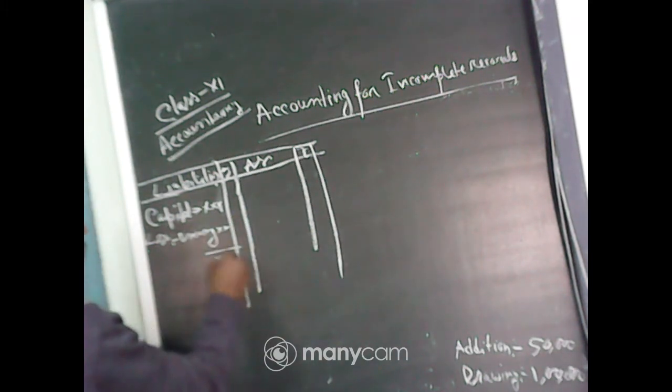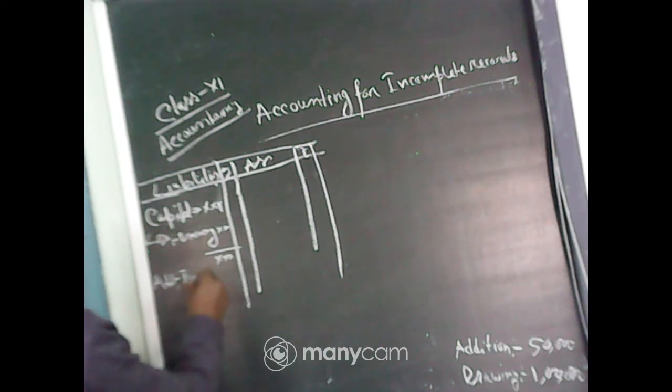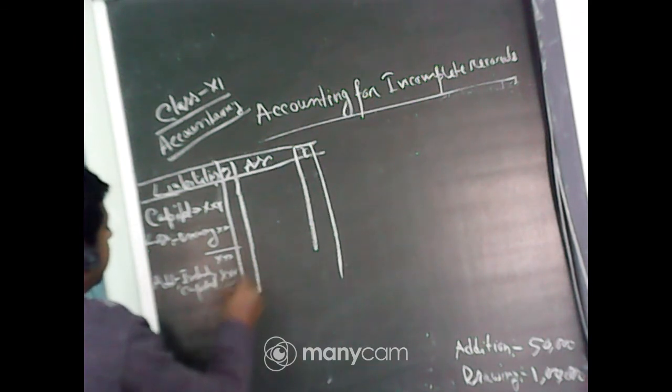Now there is a figure that will come. Now we add the introduction of capital, if any capital is introduced. We add it during the year. If any capital is introduced by the proprietor, we add it here.